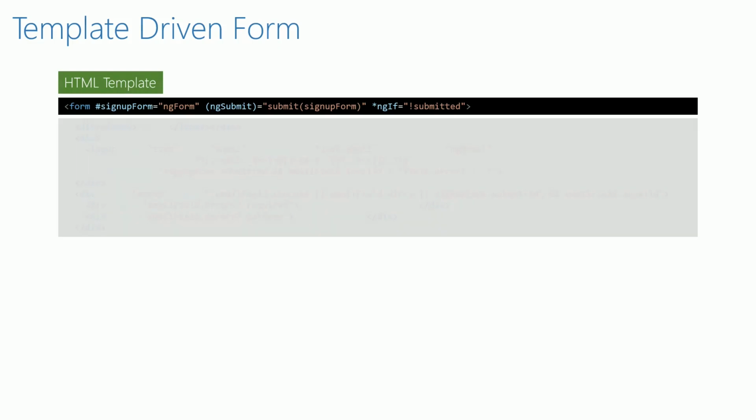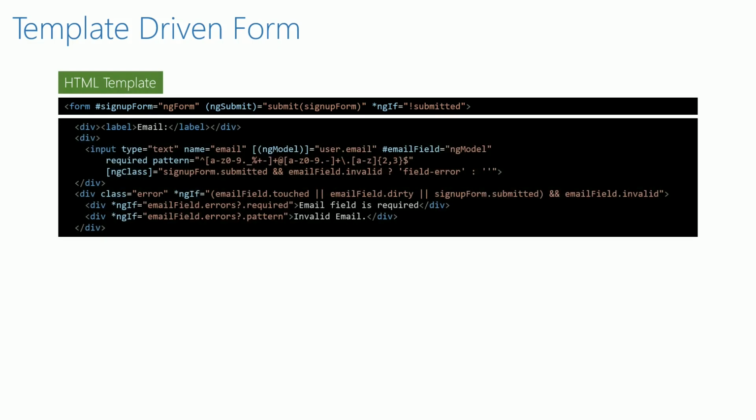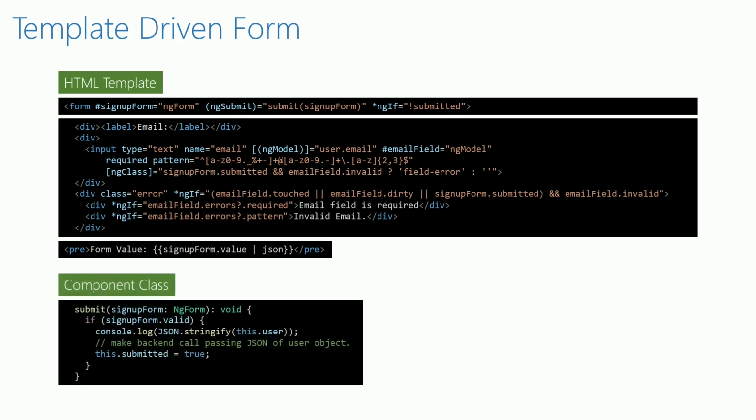Let me show parts of code snippets from the template-driven form implementation. This is the form tag. This is the implementation of email field with validation. This is the tag that we included to display data entered in the form. In the component class, I have included the submit function. In the HTML template, this is where the NgForm object is included in the form tag. This is where the NgModel object is included in the email input text element.